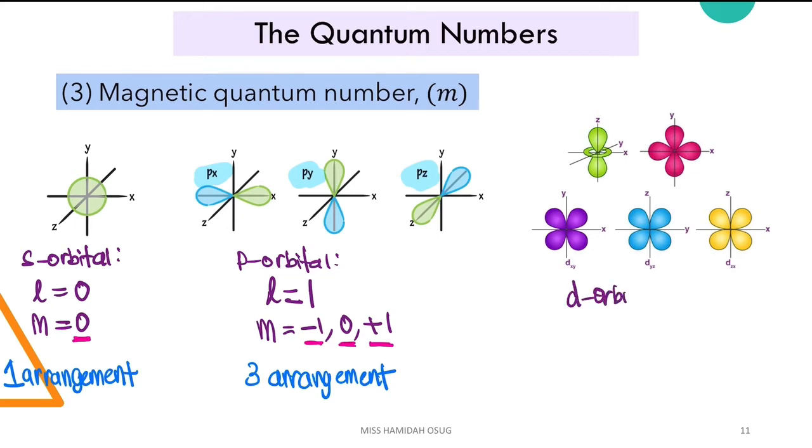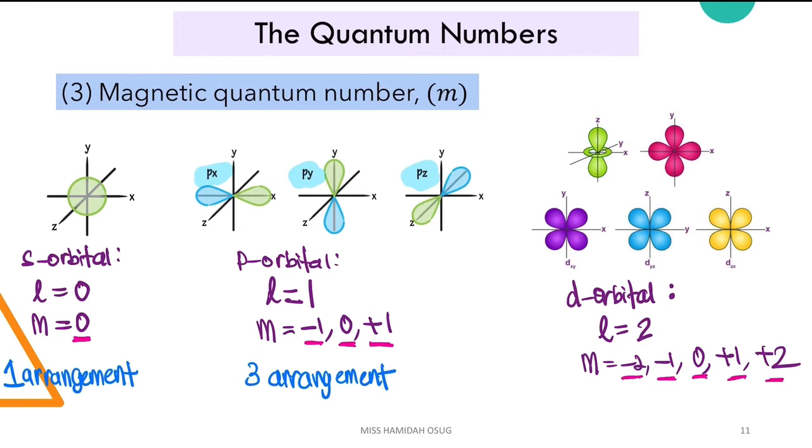Lastly, let's take a look at d orbital. D orbital is when L is equal to 2. So the value of m should be -2, -1, 0, +1, and also +2. As you can see there are 5 digits for the value of m, so meaning to say there are 5 arrangements for d orbital, in which the d arrangements are called dxy, dyz, dxz, dz square, and also dx square minus y square.